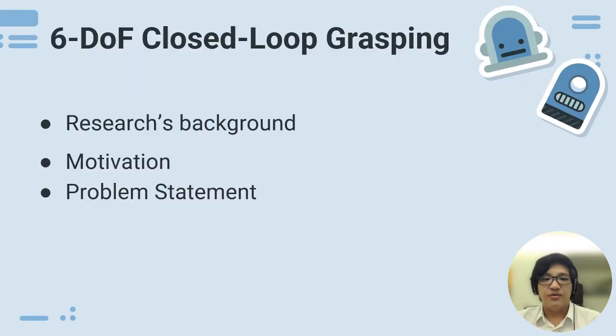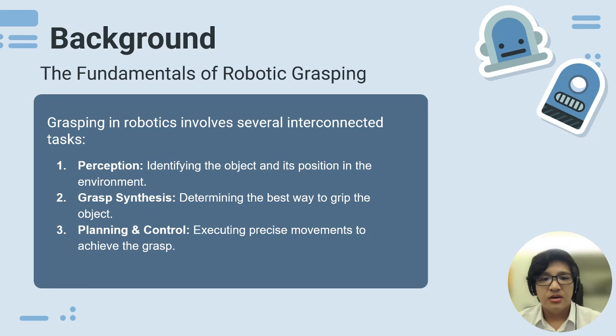Teaching robots to perform such actions requires advanced perception, planning, and control systems. Today, I review a research paper that tackles this problem head-on. The study introduced a novel framework for 6 degrees of freedom closed-loop grasping using deep reinforcement learning, offering solutions to challenges that traditional methods struggle with. This presentation will cover the background, motivation, and problem statement explored in the paper, providing insights into its approach and contribution to robotics. To understand the research, let's first explore the fundamentals of robotic grasping.